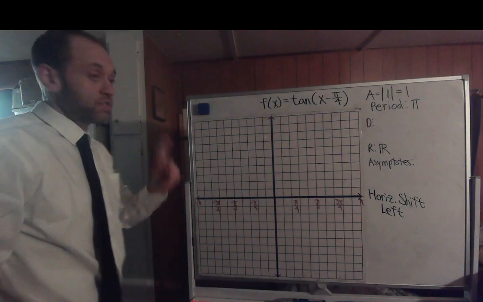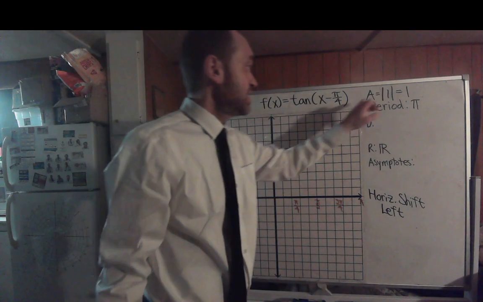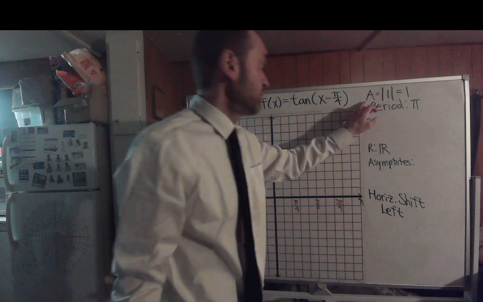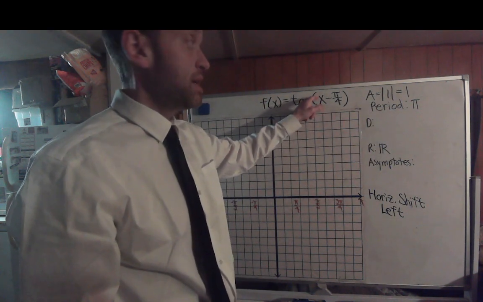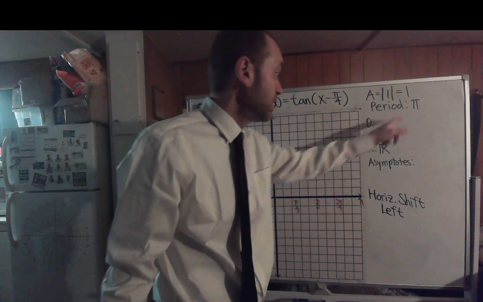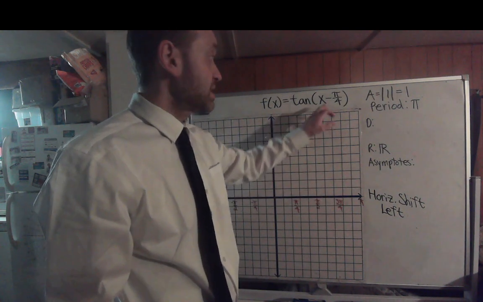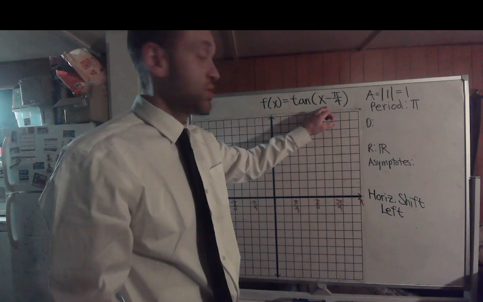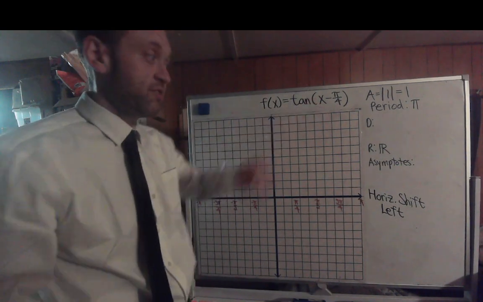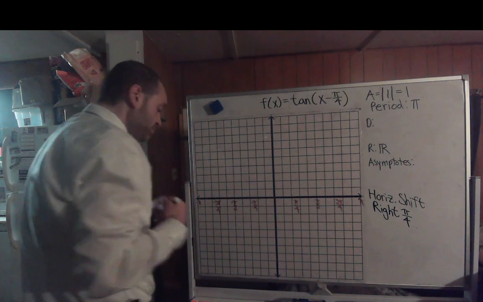So let's look for your amplitude. The coefficient on tangent's still 1. That'll give you an amplitude of 1. Your period's still pi because the coefficient on x is still 1. Your range is still all real numbers. Now if you take that x minus pi over 4, set it equal to 0, you'll get x equals positive pi over 4, which means you actually have a horizontal shift to the right pi over 4. So everything's shifting to the right pi over 4 units.